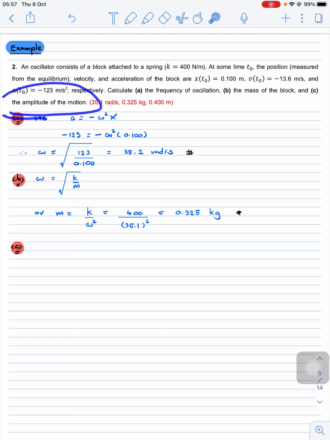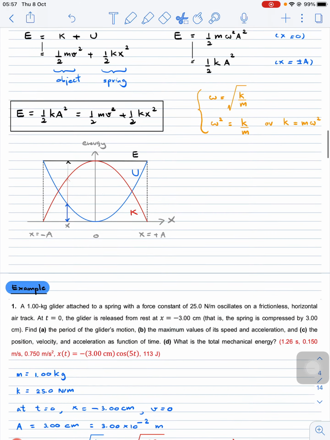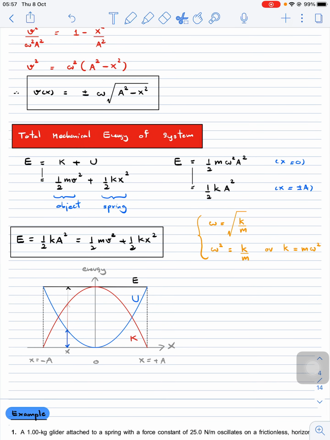Now the amplitude of the motion. Let's see which equation has the amplitude first. We have this equation, E equal to, and so on. Actually, we can use this equation because we said that the total mechanical energy of the system is constant. It means that we know the k, we know the x, and we know the v for the time equal to t naught. Then we can find the E, and this E is just equal to one half m omega squared A squared. So we can just solve for the amplitude A here.